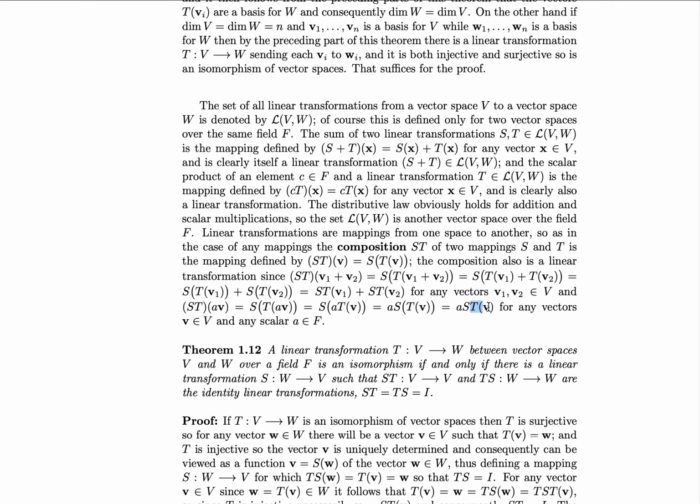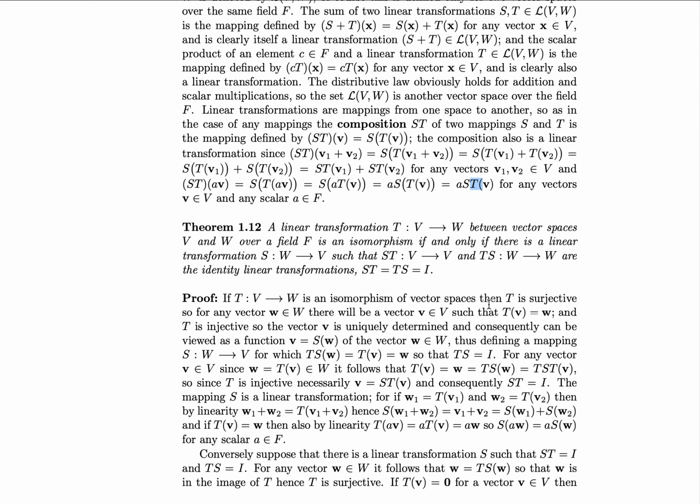Now I'll prove a theorem regarding compositions, and we'll show in particular a special kind of composition, namely that of the inverse. We say a linear transformation T from V to W between vector spaces V and W over field F is an isomorphism if and only if there's a linear transformation S from W to V such that ST from V to V and TS from W to W are the identity linear transformations.